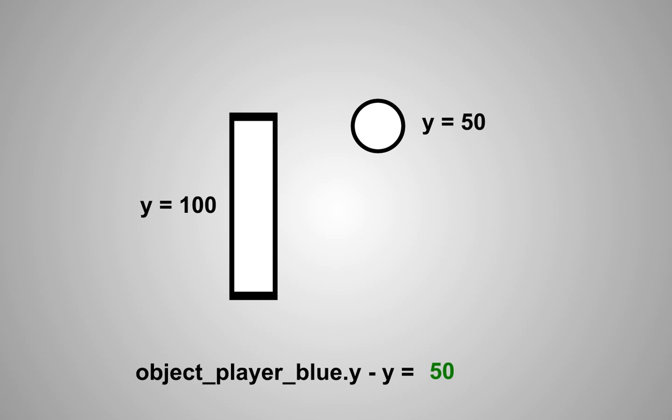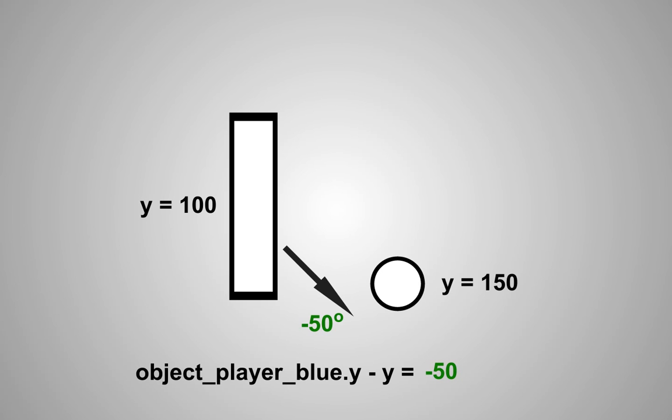That 50 in the direction box would then correlate to a 50-degree bounce. Likewise, if the paddle was at 100 and the ball was at 150, then we would get a negative 50 direction, or an angle of negative 50.